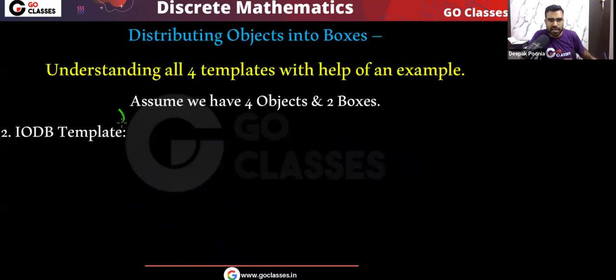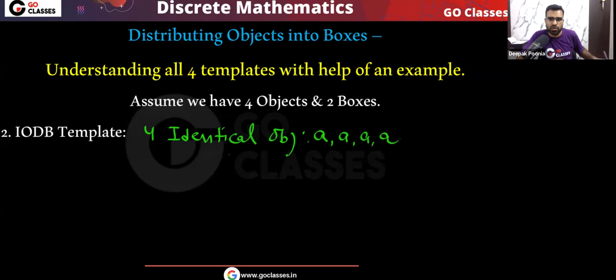The next template, that is IODB template. In the IODB template, this template we will apply when you have identical objects and different boxes. So let's assume that all the objects, they are identical. So we have four identical objects, indistinguishable objects. So let's assume these four objects are A. Remember, you have four identical objects.